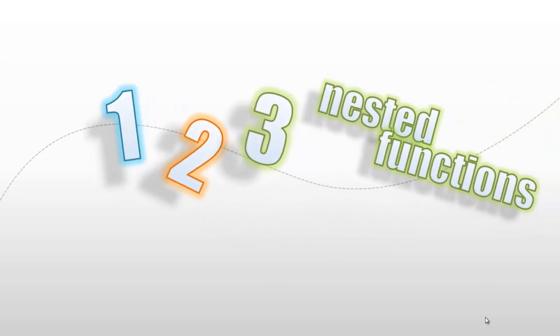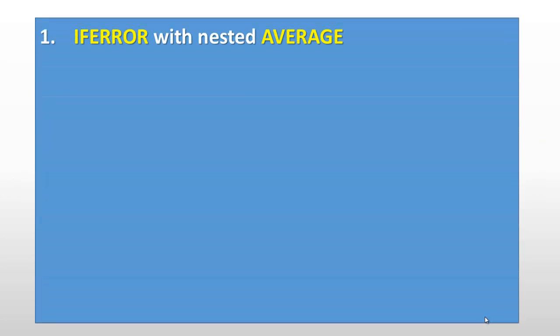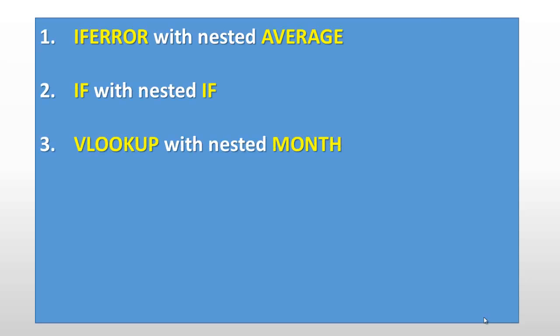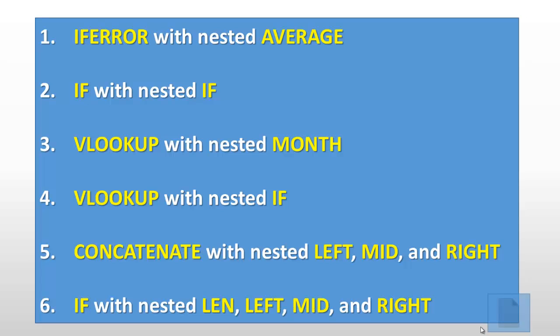Nested functions in Excel. How do you create them? What do they do? I will use a few examples. An IFERROR with a nested AVERAGE, IF with a nested IF, VLOOKUP with a nested MONTH, VLOOKUP with a nested IF, CONCATENATE with 3 nested functions, and IF with 4 nested functions.